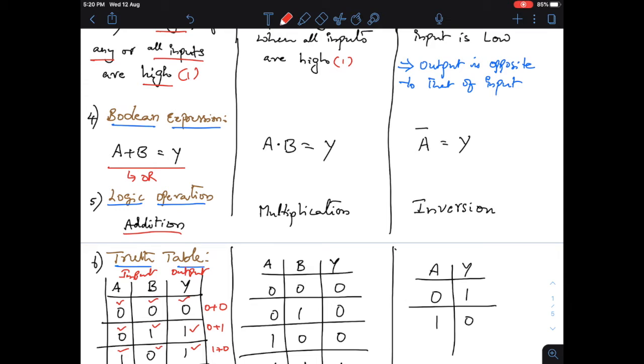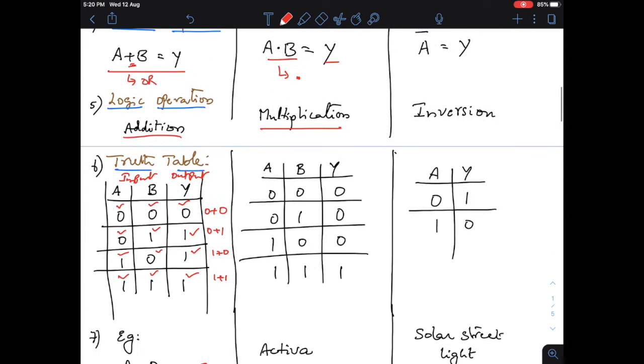Now what is the Boolean expression? A dot B, it should be read as A dot B is equal to Y. Here plus is the sign for OR, and here dot is the sign for the AND gate. And what is the logic operation? Multiplication. Multiplication is the logic operation.